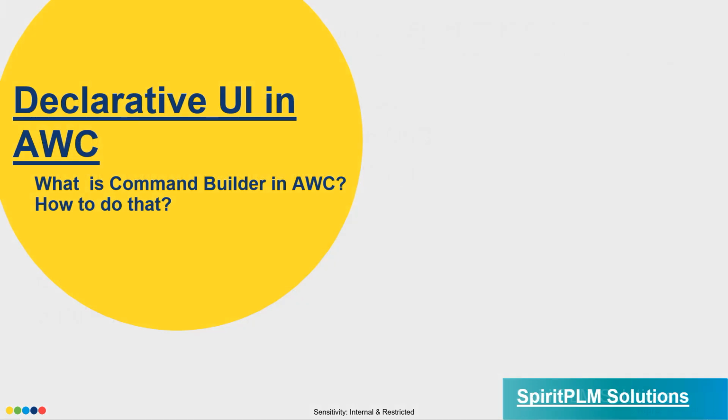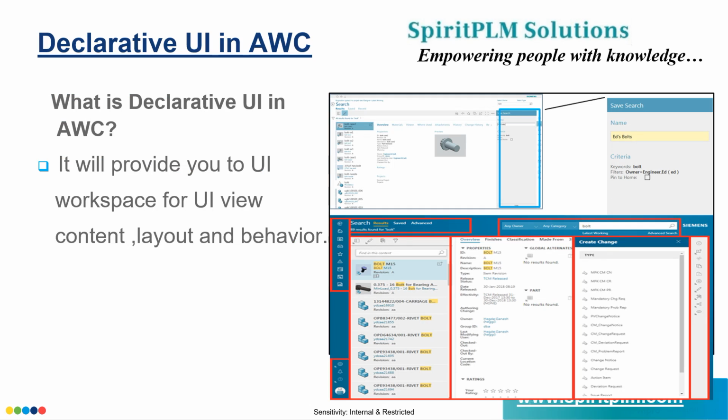and you can add your custom command. Okay, but on top of that, Siemens has provided their declarative UI. What is declarative UI? It will provide you the UI workspace for UI view, content, layout, and behavior. So you can add your custom layout there, your custom view, your own behavior. For example, you can add a text box, panel, and everything. So Siemens has provided here a ready-made editor, just like Eclipse and Visual Studio. In the same way, UI Builder is a ready-made tool, and using this tool you can add your customized UI as per the need.